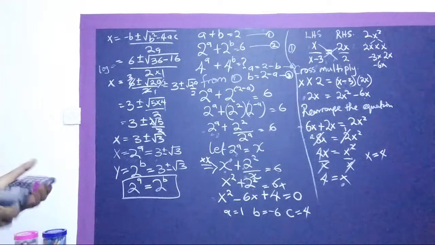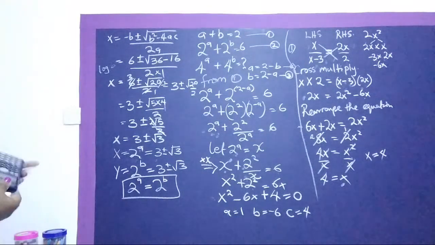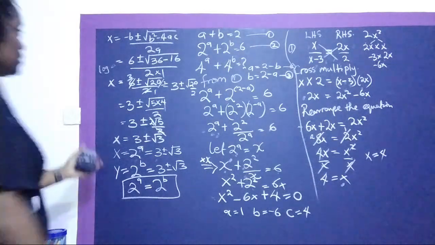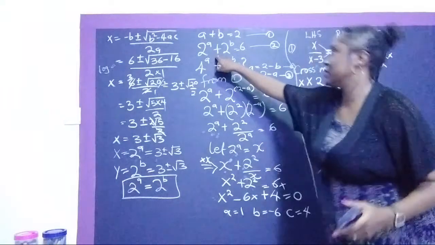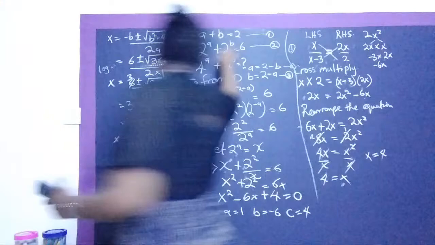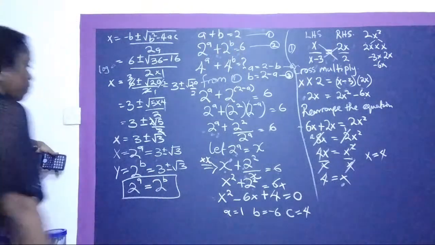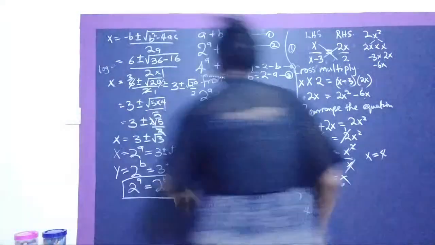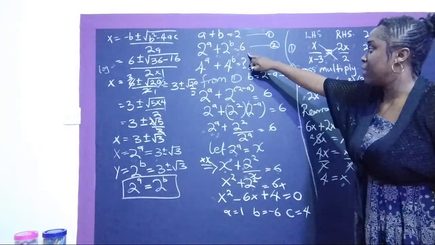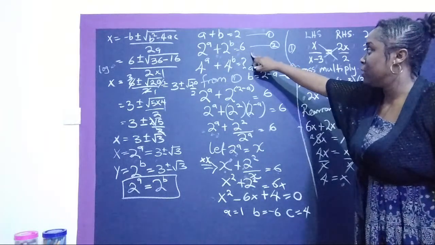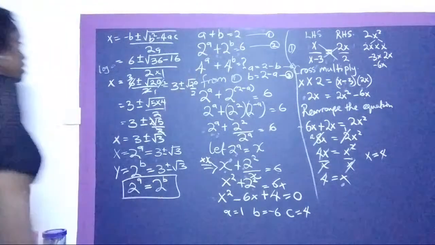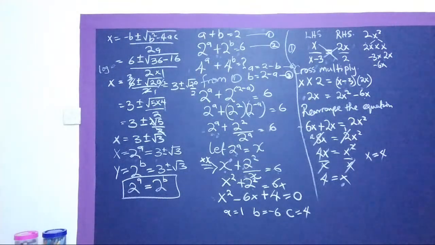2 raised to power a is equal to 2 raised to power b. All right? Are we saying that? So that's it. These two are equal, giving us 6. That means it's 3. Approximately 3. They are equal.